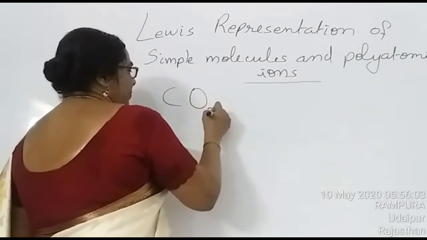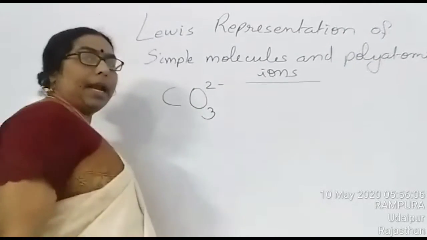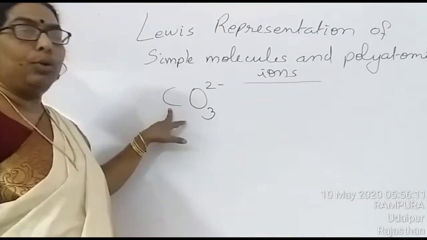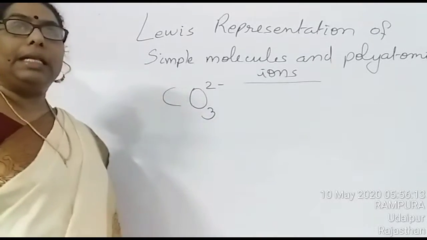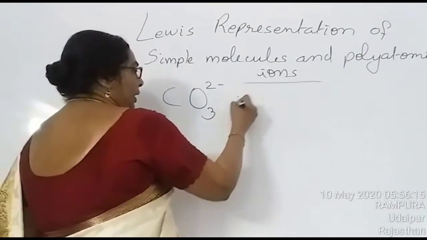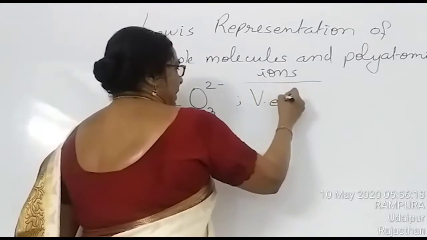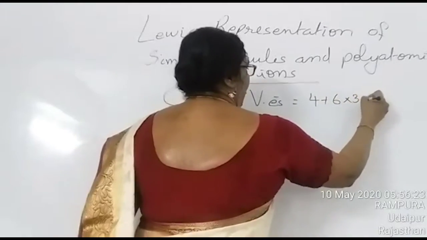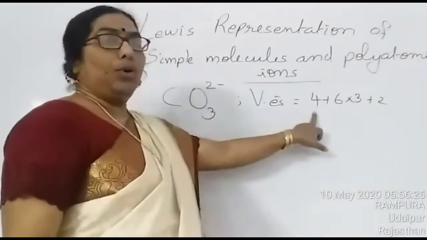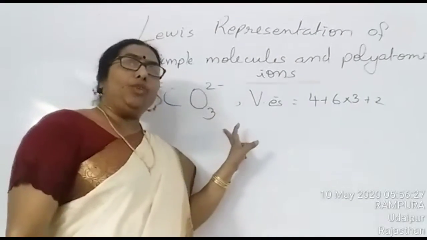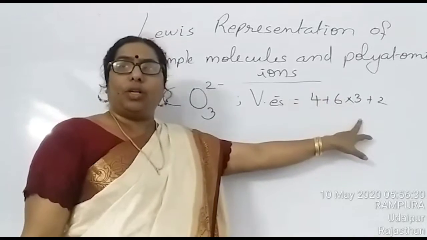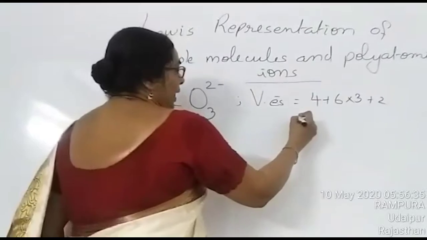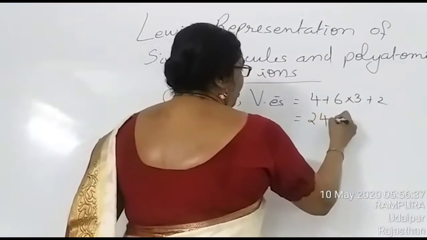This time let us explain the structure of the carbonate radical. This polyatomic ion is made up of 1 carbon and 3 oxygen atoms. So the total number of valence electrons is equal to 4 plus 6 into 3 plus 2. 4 is the valence electron of carbon and 6 for each oxygen atom. Since we have 3 oxygen atoms, it is 6 threes, and 2 for the negative charge. So the total number of electrons is equal to 24.